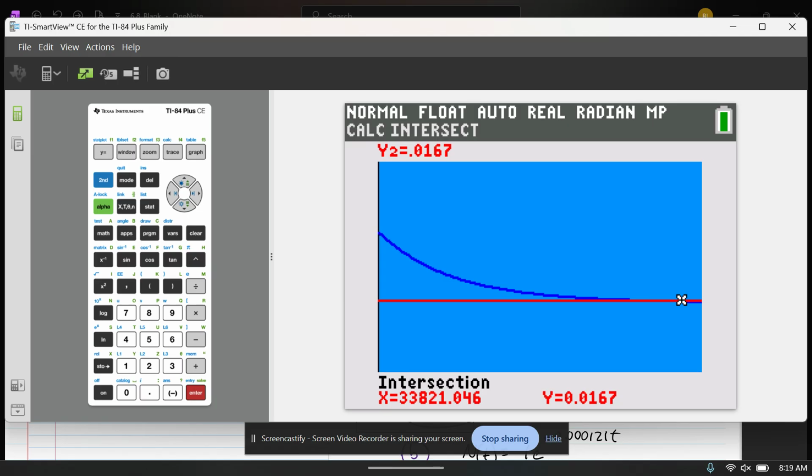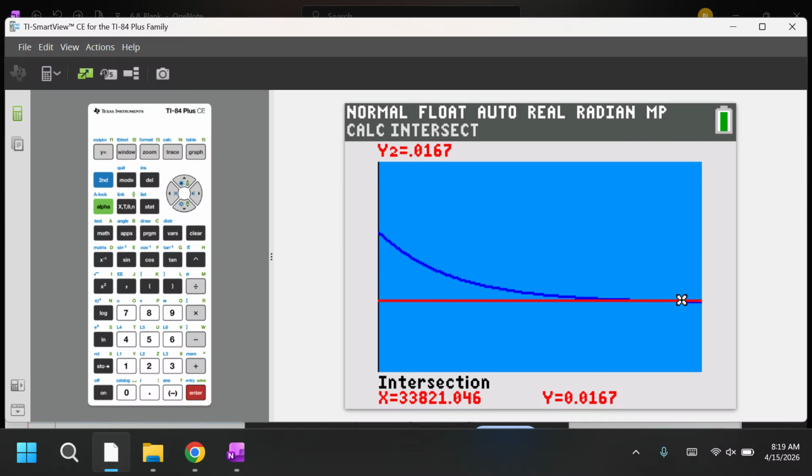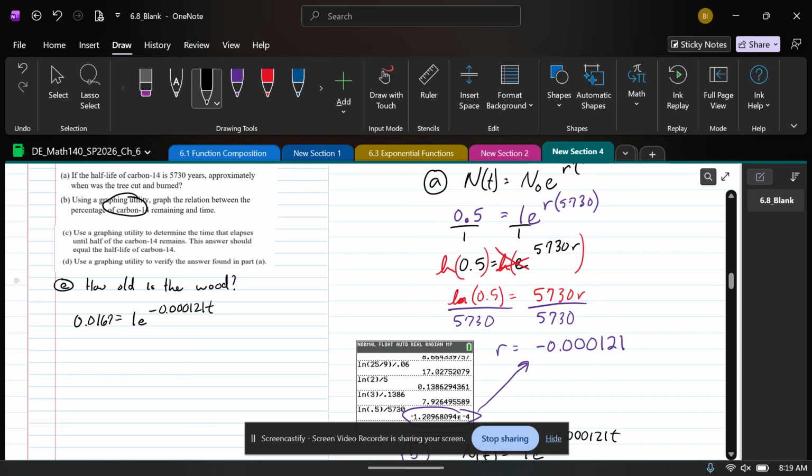$33,821 years old is supposedly how old this piece of wood is, based on carbon dating. Carbon dating used to be the standard, and they've come up with other, better ways as technology has improved, but carbon dating still seems to be a pretty accurate measure of how old it is. So 33,821 years old. We'll just go whole years there because I don't think we can estimate that.